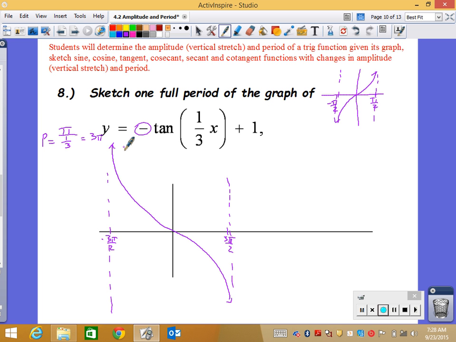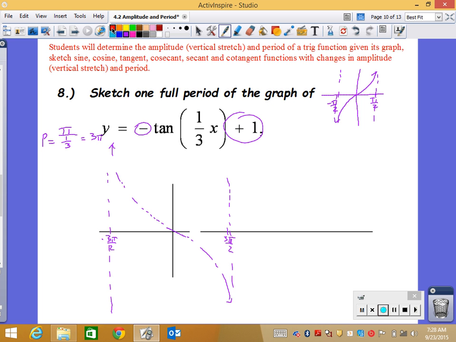Sorry, and I should have made that a dashed. I got rid of a bit of my x-axis there. So that's my negative tangent 1/3 x. Now what happens when I move this thing with a vertical shift of +1? Remember, all that happens is it moves every point up 1.